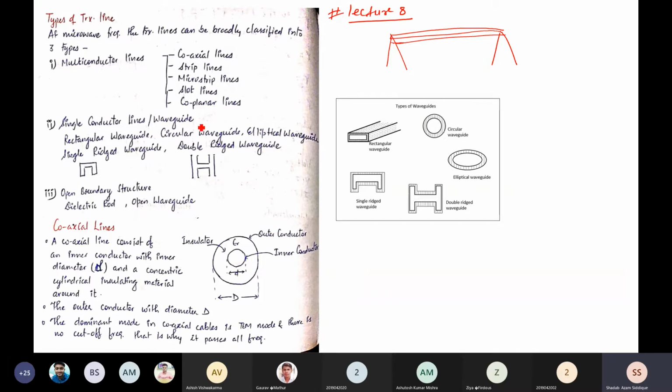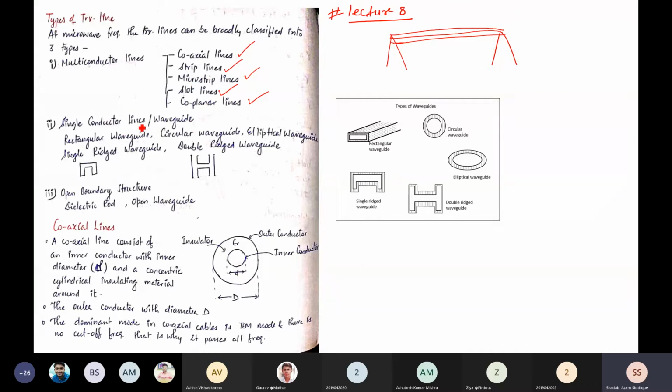So more than one conductor, that means multi-conductor lines. So we have coaxial lines, strip lines, microstrip lines, slot line, coplanar line. Okay, so these are the different transmission lines, which are called multi-conductor lines.